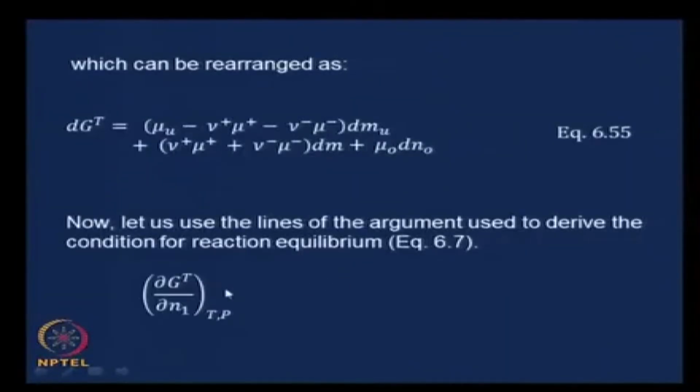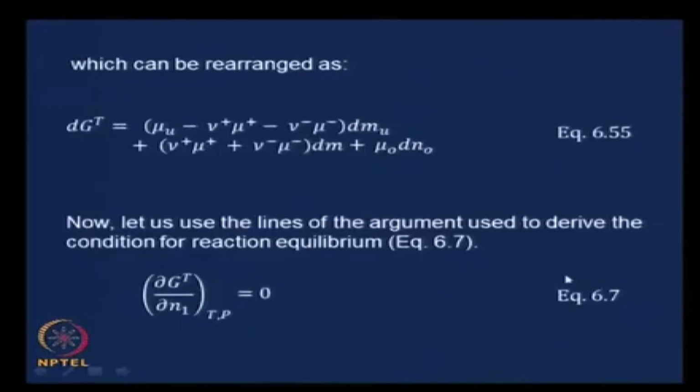We will use the same lines of argument here. Dou Gt dou n1 at constant T and P must be equal to 0. This is the condition for equilibrium, which is carried on from our early courses even. This also formalizes equation 6-7 in this module.